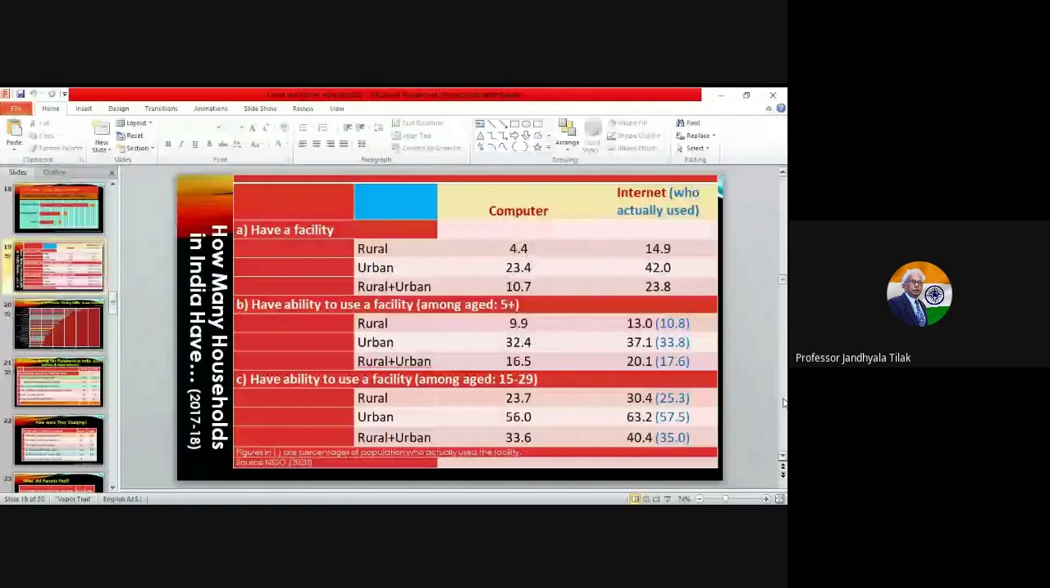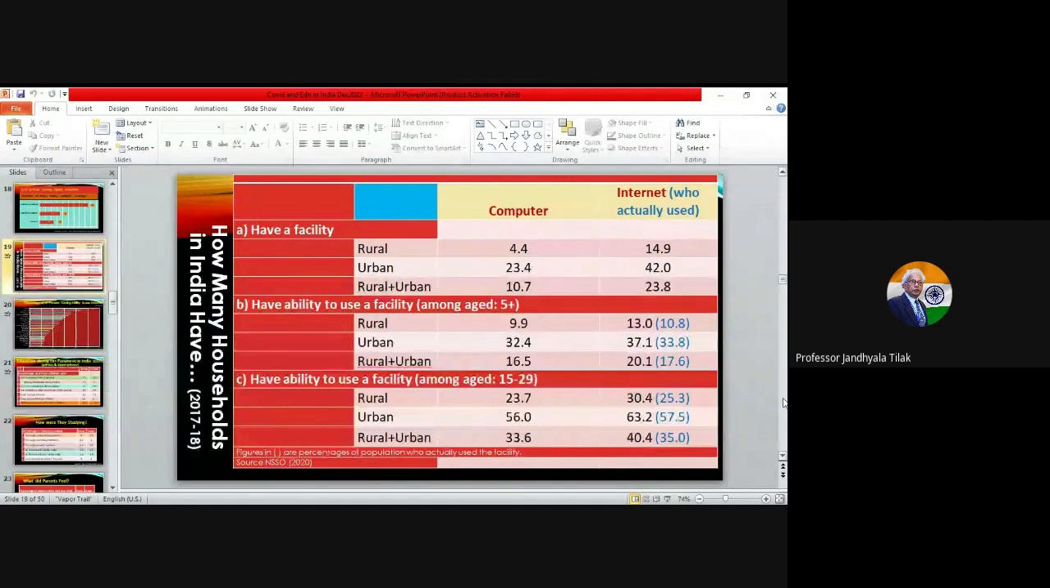In fact, the National Sample Survey gives you slightly more detailed data based upon households, because schooling is from home and learning is also at home. We should look at how households are prepared. And here we have the data with respect to rural and urban. Only 4.4% of the rural households have computers, and 15% have internet facilities.